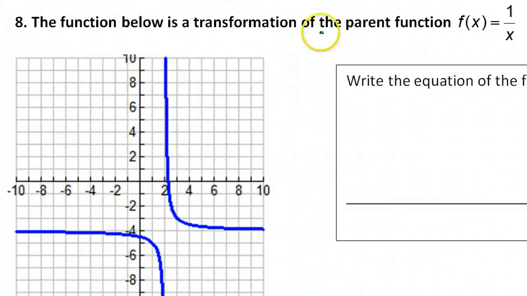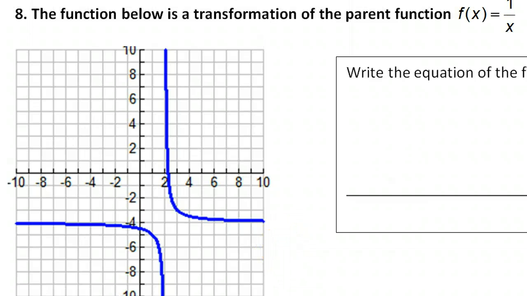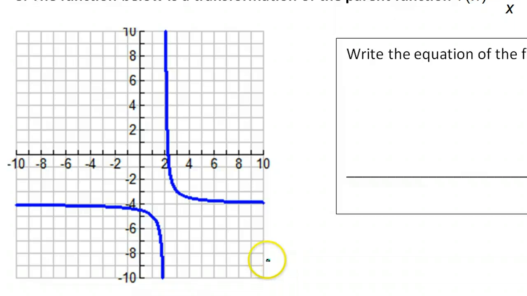Okay, this function is a transformation of the parent function 1 over x, obviously. So we're supposed to write the equation of this function. We just need to see how it is shifted. Of course the original function would have been centered at the origin, with the y-axis being a vertical asymptote and the x-axis being a horizontal asymptote. But now we have a horizontal asymptote here and a vertical asymptote here. I'm going to go ahead and draw those asymptotes.